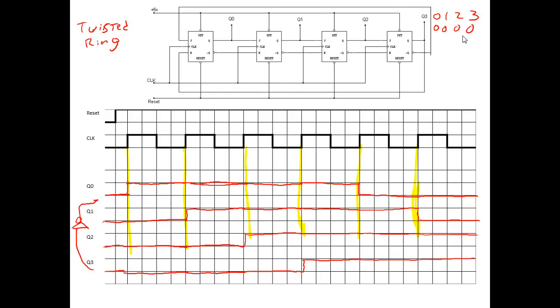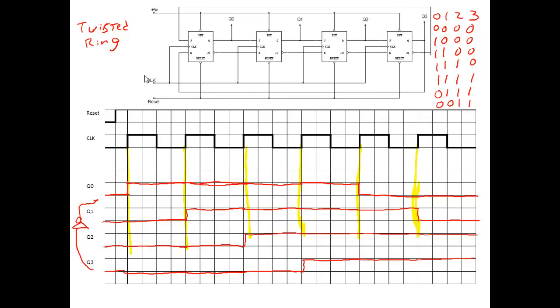Start this out, it's all zeros. But now remember, Q3 is inverted, so the 0 comes back as a 1 and everything else shifts over. 0 becomes a 1, everything shifts over. Now this 1 becomes a 0, and still things are shifting over. 0, 0, 1, 1, and on and on. So this thing basically fills up with ones, fills up with zeros, fills up with ones, fills up with zeros.